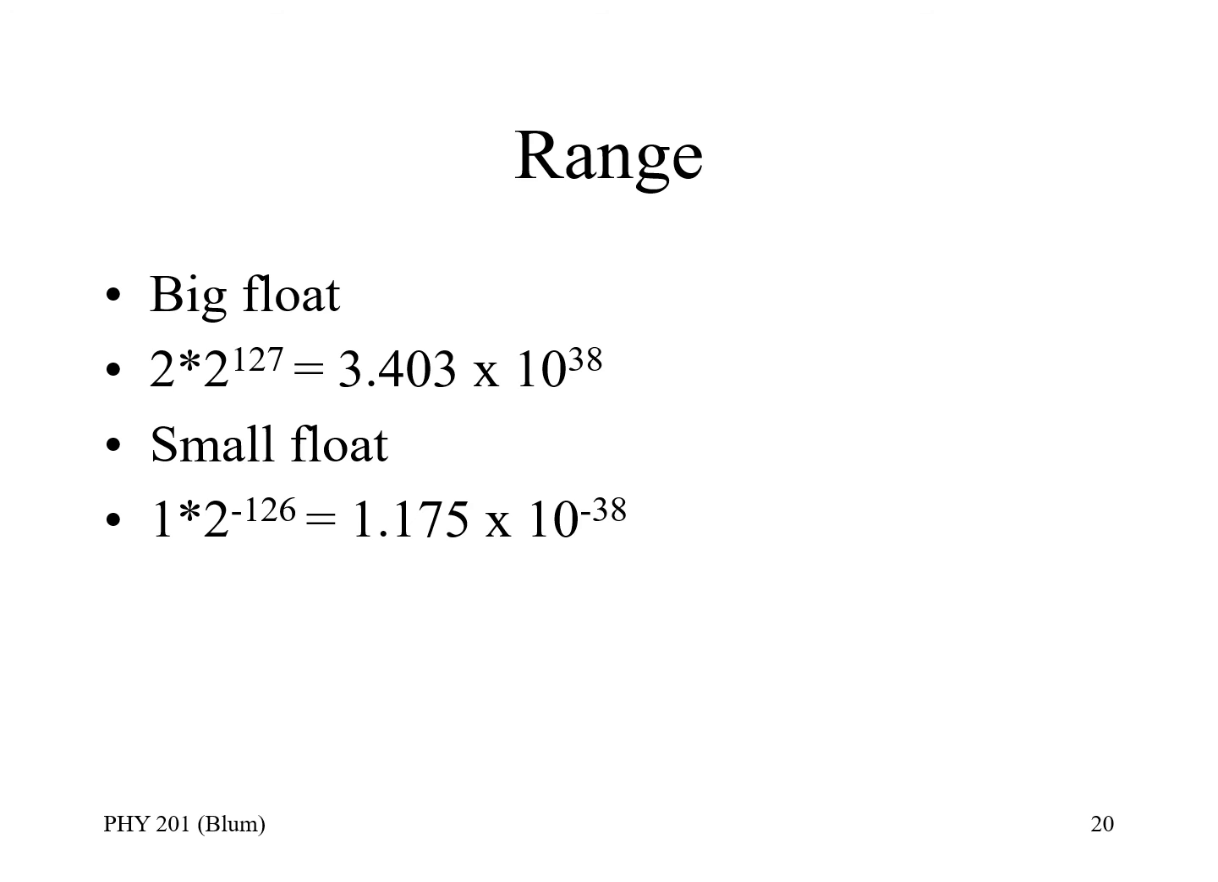Now, we said not to panic if the number ended up to be very large or very small, because that's what floating point numbers were for. But to really make this idea more precise, we should know what the range of floating point numbers are. And so a big float corresponds to 2 times 2 to the 127, giving us 3.4 times 10 to the 38. And a small float roughly corresponds to 1 times 2 to the minus 126, which is 1.175 times 10 to the minus 38. So the biggest numbers and smallest numbers we should expect from this process are between 10 to the positive 38 and 10 to the negative 38.